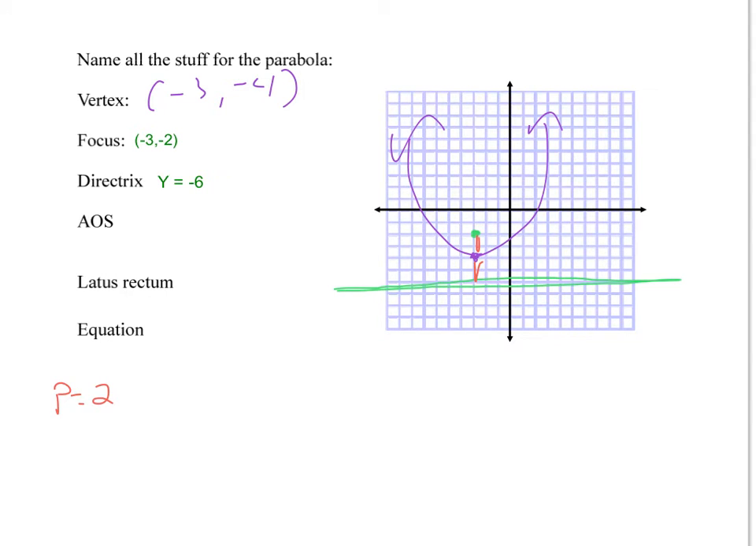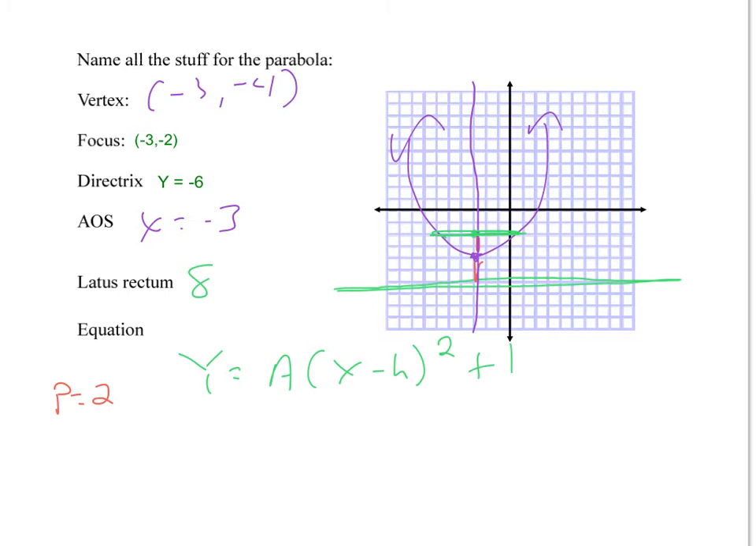I know my axis of symmetry. Here's my axis of symmetry. It's a vertical line going through the focus and the vertex, so it's x equals -3. Okay, if p is 2, the length of my latus rectum now is 4p, which is 8. So my latus rectum is this length right here, and that's a total length of 8, so I was actually much wider.